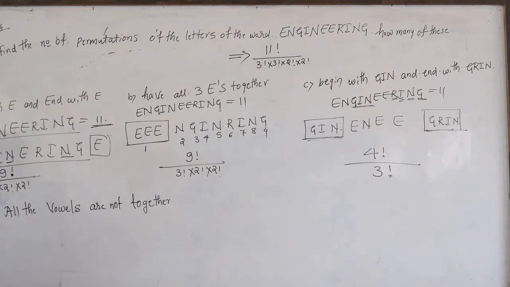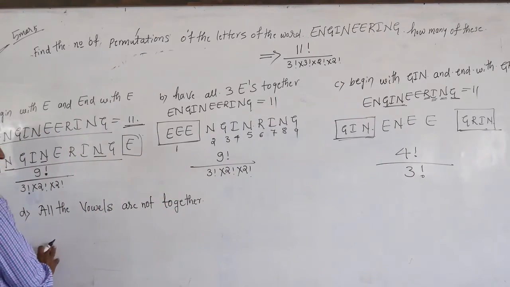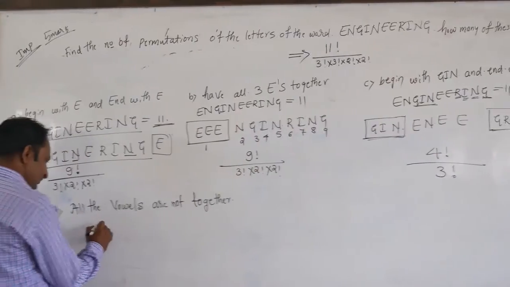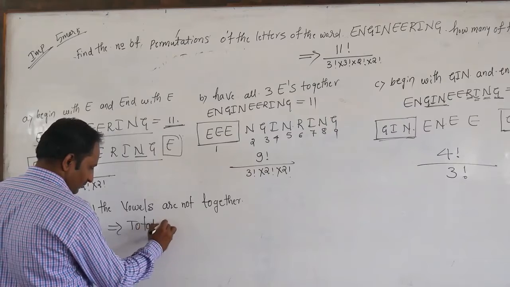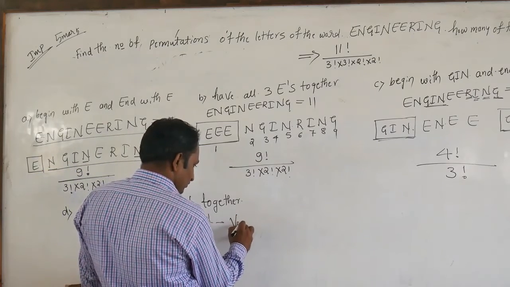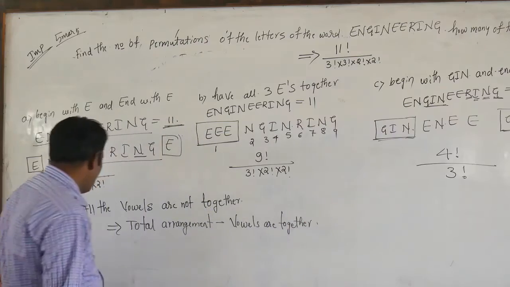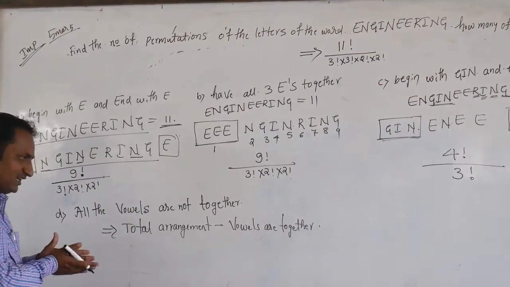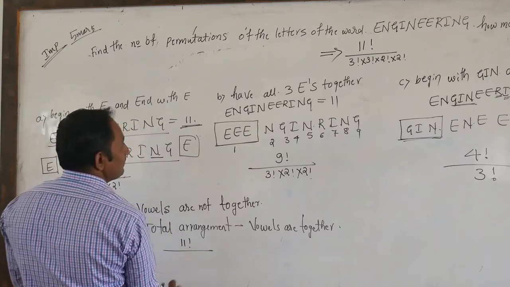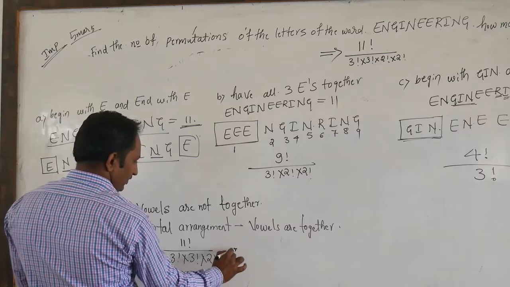Here, very important one: all the vowels are not together. Vowels together, as discussed in previous problems. Here all vowels are not together, which means total arrangement minus vowels are together gives us all vowels are not together. Total arrangement is 11 factorial divided by 3 factorial into 3 factorial into 2 factorial into 2 factorial, minus vowels together.